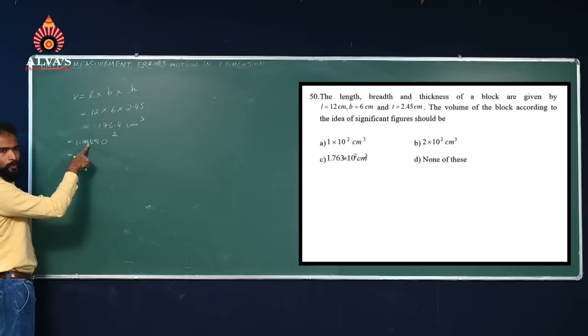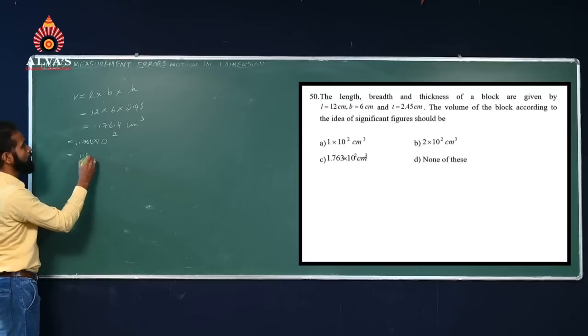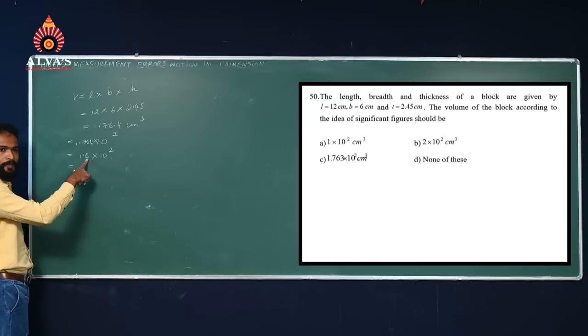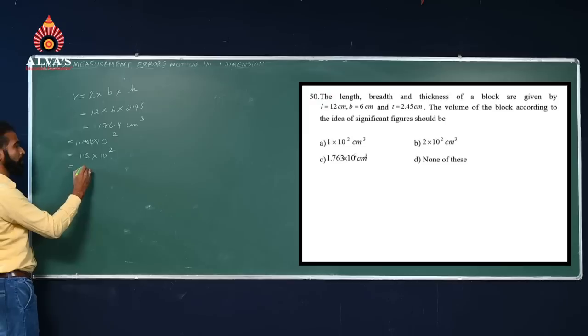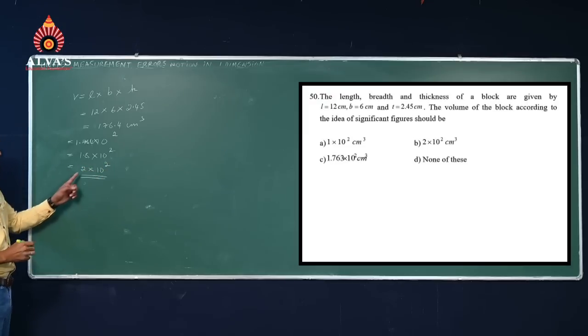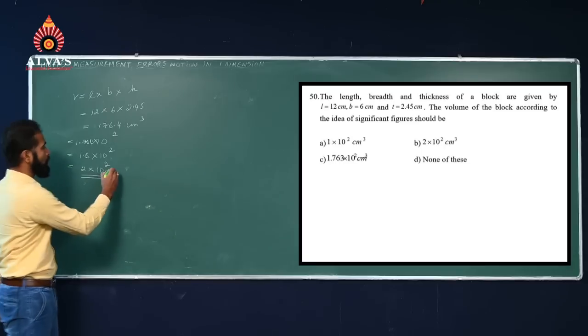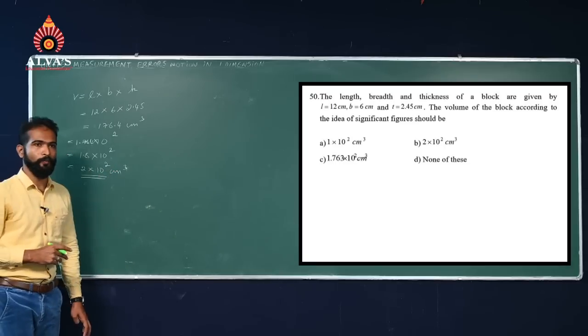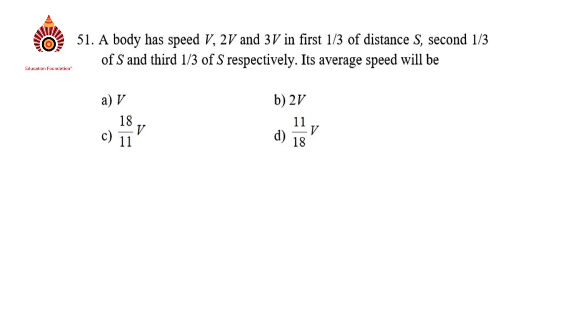But 6 is more than 5, so the previous digit will be incremented. That becomes 1.8 into 10 to the power 2. And since 8 is once again more than 5, we have to increment the previous, so 2 into 10 to the power 2. Now this number has only one significant figure, that is the 2. So hence your answer becomes 2 into 10 to the power 2 centimeter cube. That is option B. Next, question 51.